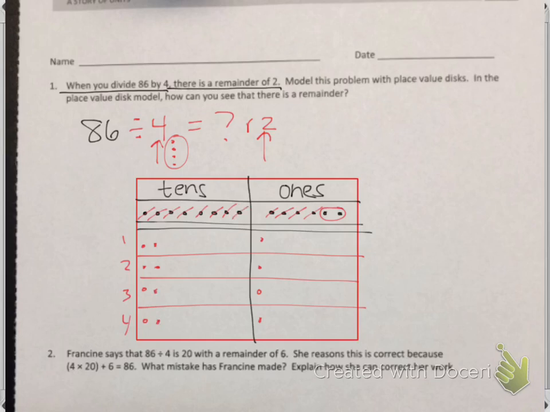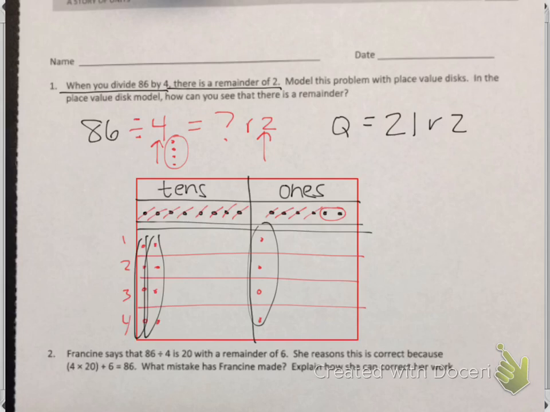Cool. So our answer is we have our quotient is 21, because I got 2 in the tens and I got 1 in the ones, so 21 with a remainder of 2. Okay, cool. Not too bad there.